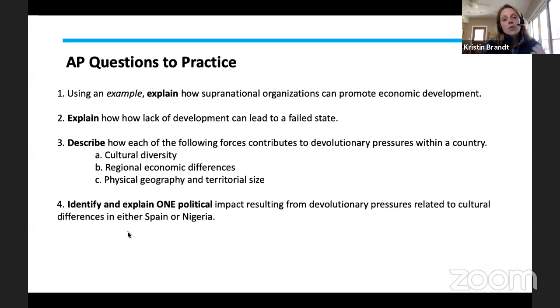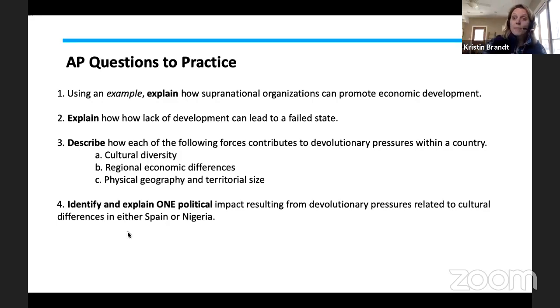Number 3, describe how each of the following forces contribute to devolutionary pressures within a country. So remember, devolutionary, putting pressures on wanting more voice. And this is prior to separation, but this is that idea of wanting more voice. And so that idea of cultural diversity, so things that are going to put some pressure there could be variety of languages, variety of religion, that history. Regional economic differences, some of that unequal distribution of wealth, the uneven distribution, I would say, of resources as well.